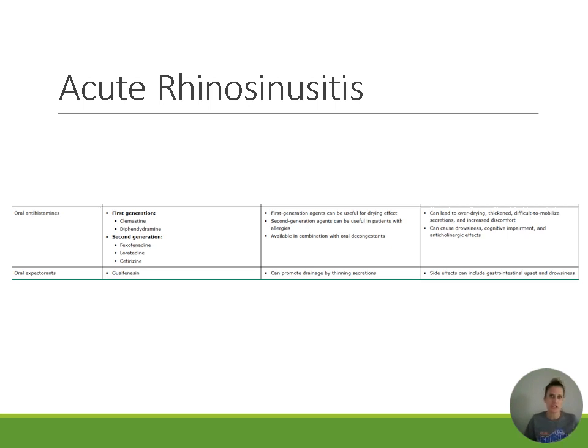Remember, there are first generation and second generation agents. The first generation agents like Benadryl, right, diphenhydramine, cause a ton of sedation. So that's not recommended unless the patient is taking it at night and they're trying to use it to help them sleep as well. Otherwise, we recommend second generation agents. So that's stuff like loratadine, right, which is Claritin. That's associated with the least drowsiness out of all of the agents, including the other second generations.